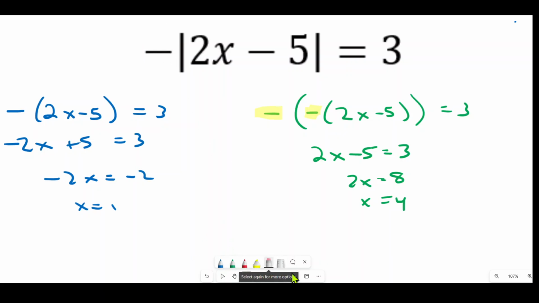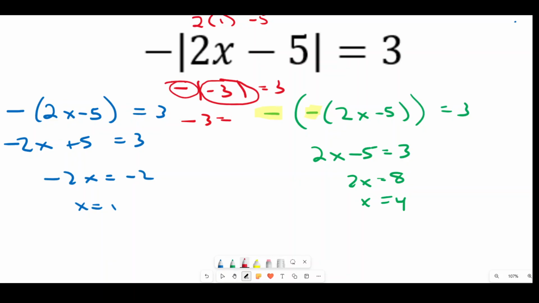So I'm going to test 1. If I put 1 here, I've got 2 times 1 minus 5. Well, 2 times 1 minus 5 is negative 3. So what I have is this. So this is the absolute value of negative 3, which is 3. And then there's still this negative out front, though. So the left side is negative 3, and the right side is 3. So that actually doesn't work.